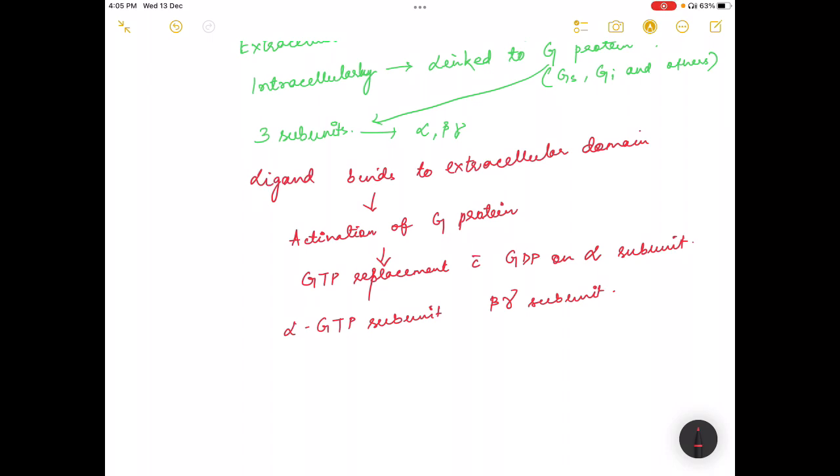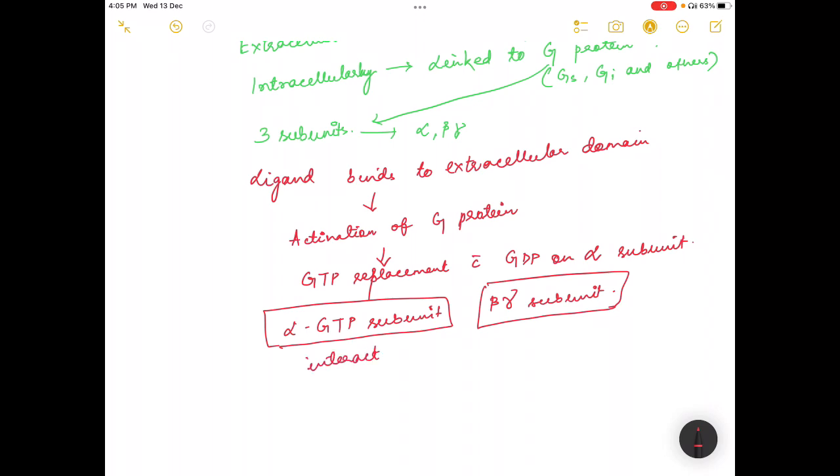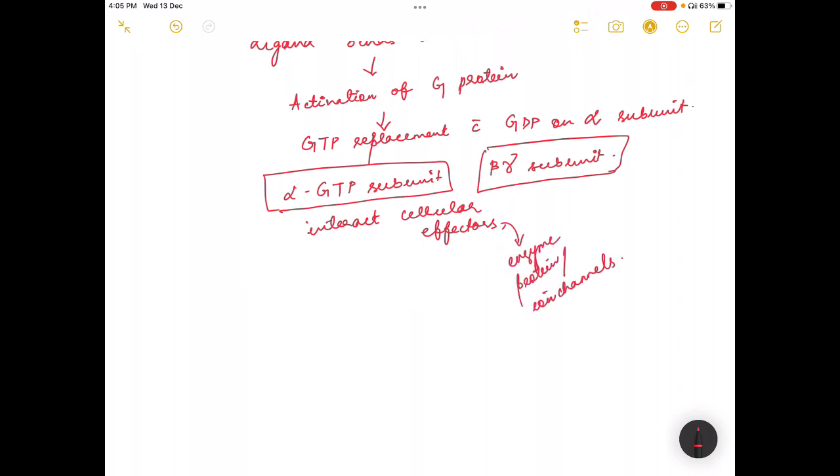So when the activation of the G protein takes place, there is replacement of the GDP with GTP. Now when the GTP replacement takes place, the alpha beta gamma subunits are again divided. So there is one alpha GTP subunit and another beta gamma subunit. Now these subunits interact with the intracellular effectors. These effectors are usually enzymes, proteins or ion channels. These effectors then usually activate the second messengers. These second messengers form the action within the cell.